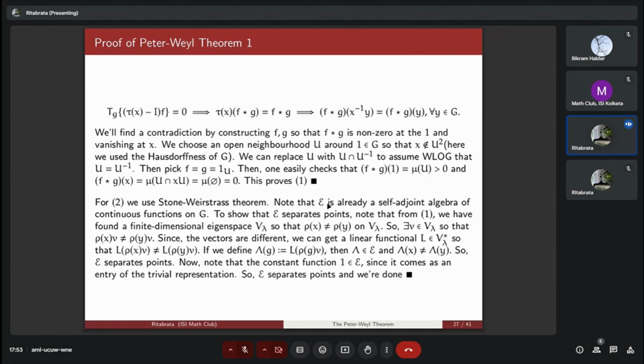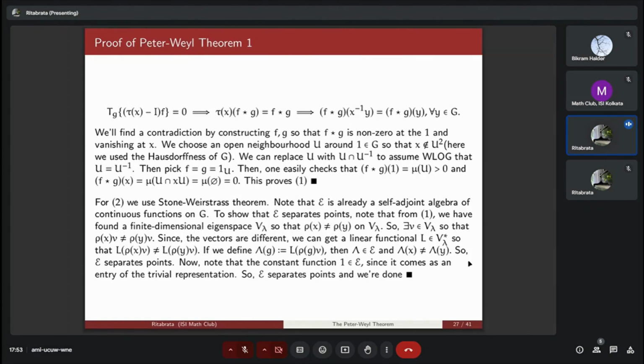If we define our function eta of g to be L of rho g of v, then it is clearly a matrix coefficient by our definition, because what do we need for a matrix coefficient? A vector, a representation, and a linear functional. We have obtained the three things and it's exactly in the same form. So it is a matrix coefficient, and its values at x and y are not the same. So you have shown that it separates points.